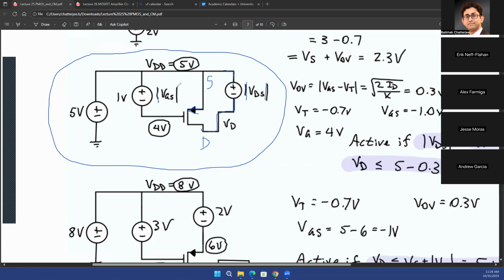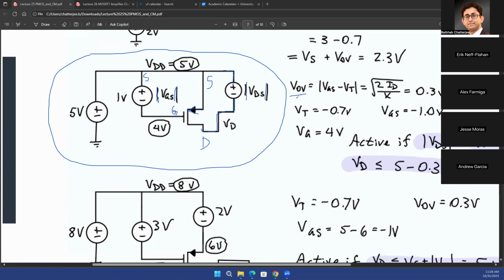This is the absolute value of VGS. Even though this is the source potential and this is the gate potential, so it should have been VSG, the absolute value of VSG is the same as the absolute value of VGS, right? So you can call this the absolute value of VGS.